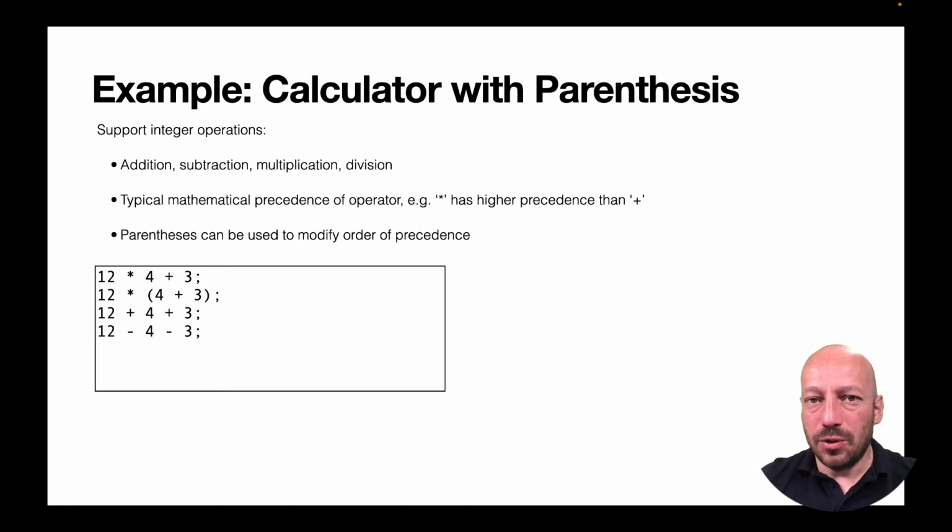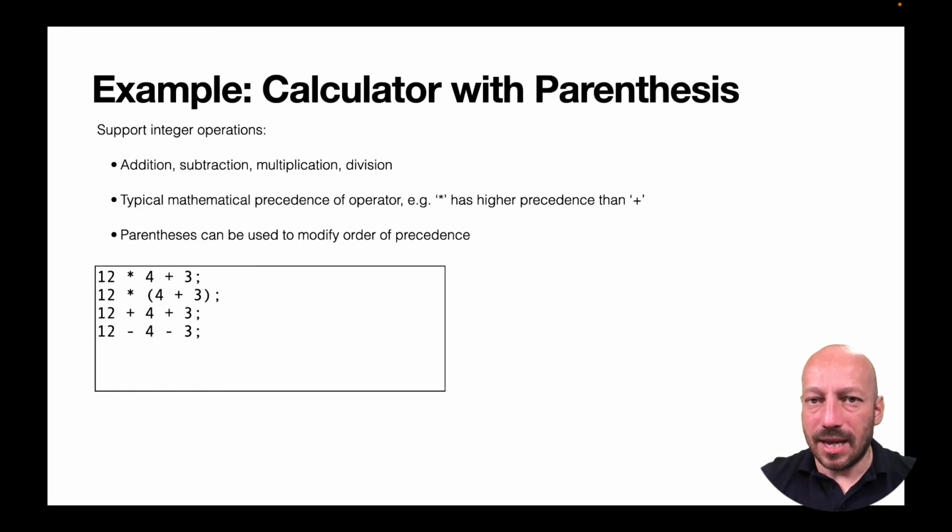In the video I will show you how to come up with an implementation for that, and then in the exercise you can extend this calculator for additional operations. Currently, the calculator just supports a few integer operations like addition, subtraction, multiplication, division. It takes into account that certain operators have higher precedence than other operators, and you can use parentheses to group sub-expressions. You can use it from the command line.